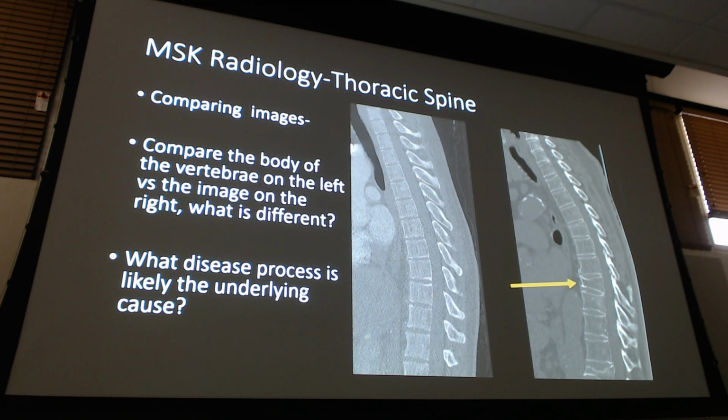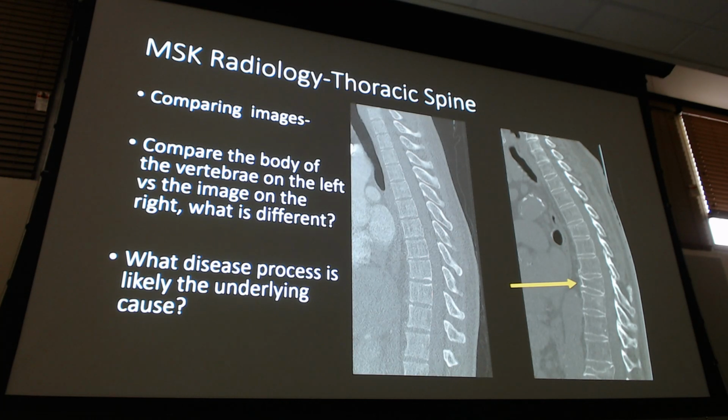CT or MRI? CT, good. Sagittal, coronal, axial? Sagittal, okay. All right. Big yellow arrow sign. What is that? What do you think it is? Compression fracture. Good. Right? Why? I have my vertebrae that are supposed to be like this, and I have one that's compressed. It's shorter than the other ones.